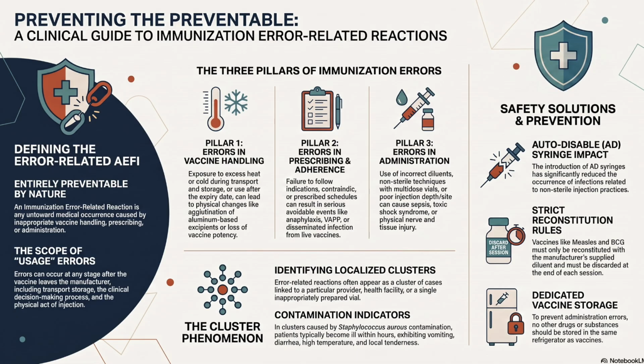The third category is immunization error-related reaction, formerly called program error. These reactions are entirely preventable and result from mistakes during vaccine storage, handling, prescribing, preparation, or administration. Examples include contaminated multi-dose vials, incorrect diluents, poor cold chain maintenance, or non-sterile injection practices.